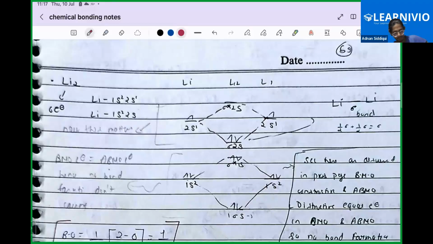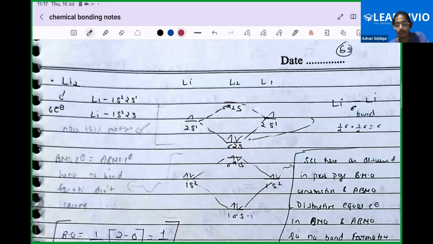If you see this one, it is empty. I am asking you about the molecular orbitals. Look carefully: in this one we have no electron, and here we have two electrons, two electrons, two electrons. The molecular orbital with no electrons is sigma star 2s, right?